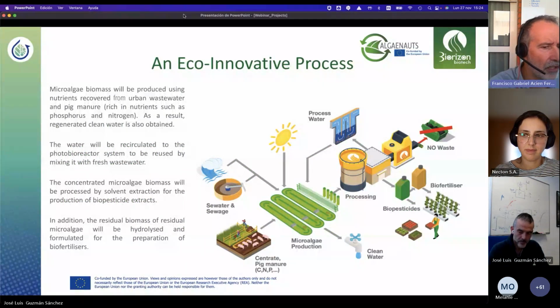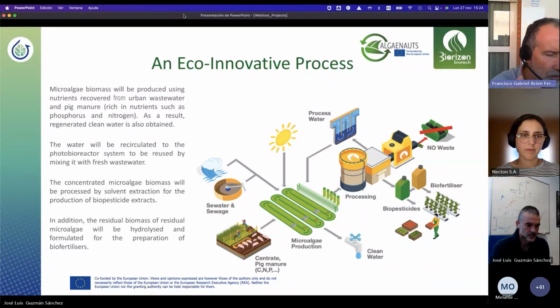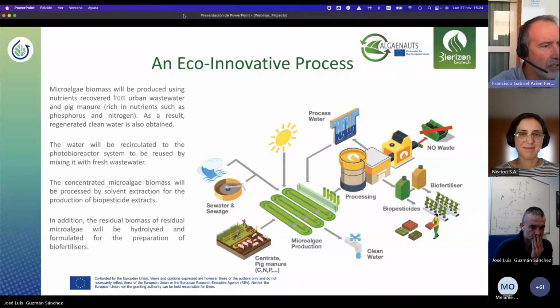This is the scheme of the project. Similar to the real project, it is planned to produce the microalgae biomass on the site where the effluents are produced, in this case manure. To manage manure is a little bit tricky because manure is a very complicated effluent, but at the same time has certain advantages because it's a very nutrient-rich effluent, and we can manage this effluent very nicely.